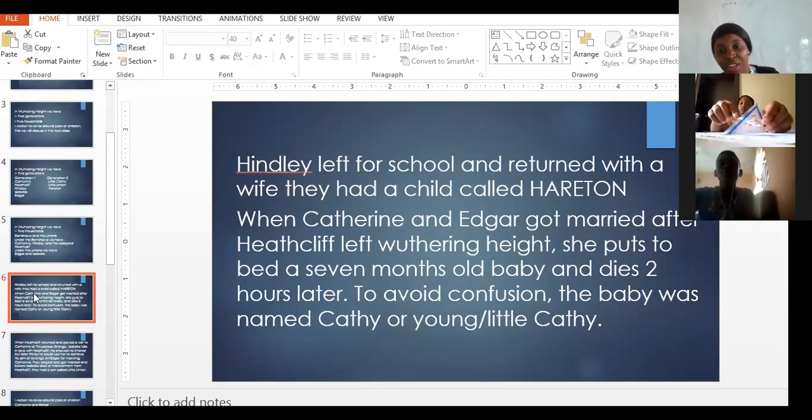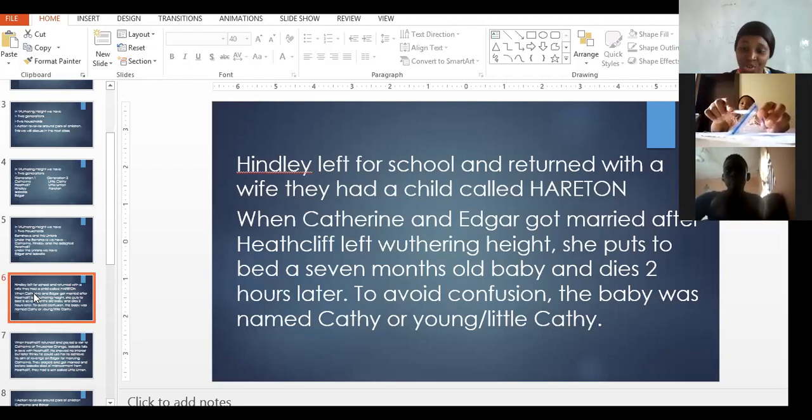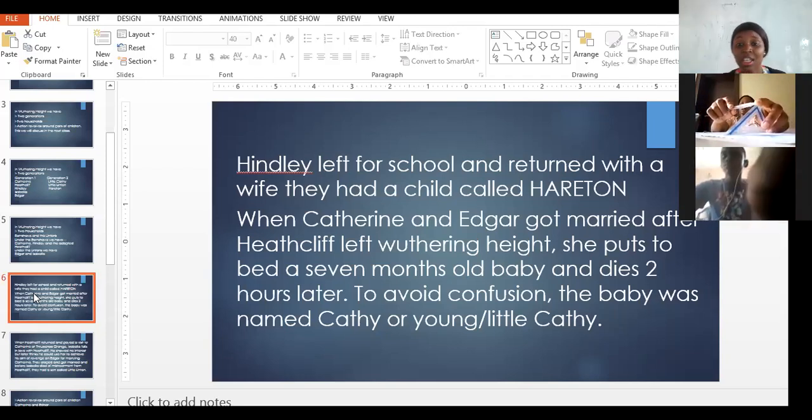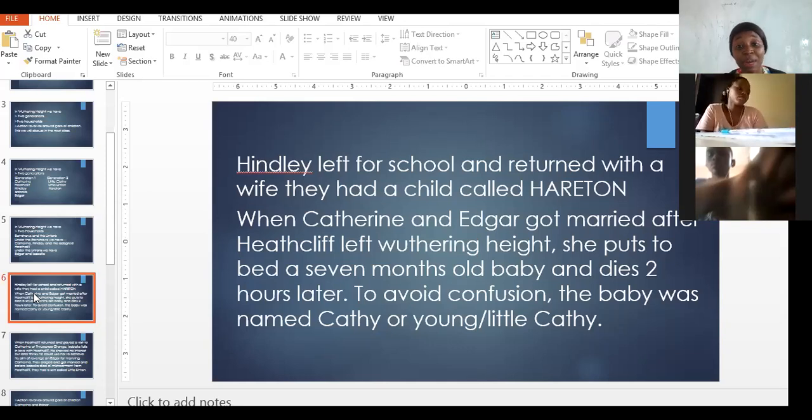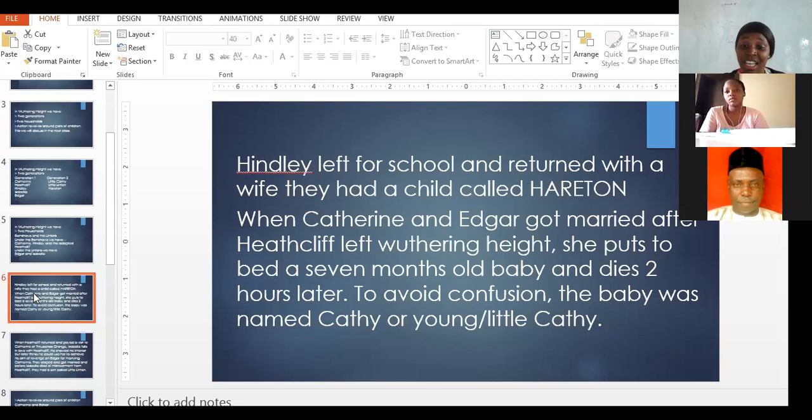So Catherine and the maid Nellie Dean were having a discussion when Catherine told Nellie Dean that she actually loved Heathcliff, but she could not get married to him because of what, Deborah? To degrade herself. Because she would degrade herself. And so she eventually said she was going to get married to Edgar, because he was from a well-respected family.